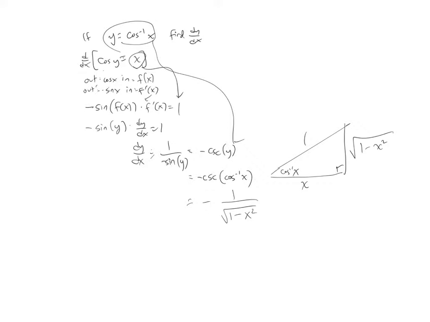So notice that the derivative of inverse cosine is the negative of the derivative of inverse sine.